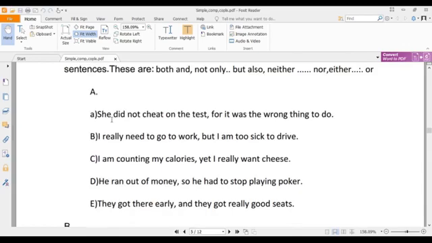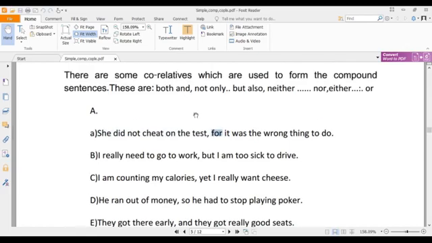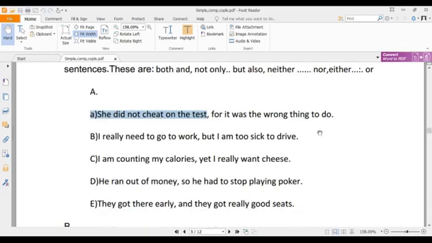Here I have marked some examples of compound sentences. She did not sit on the test, for she was unprepared. Here for is a conjunction which is used for the formation of a compound sentence. Used for compound sentence formation, for is used, and through this, one side is a principal clause and the other side is a principal clause. Both are principal clauses and they make a sentence which is called a compound sentence.